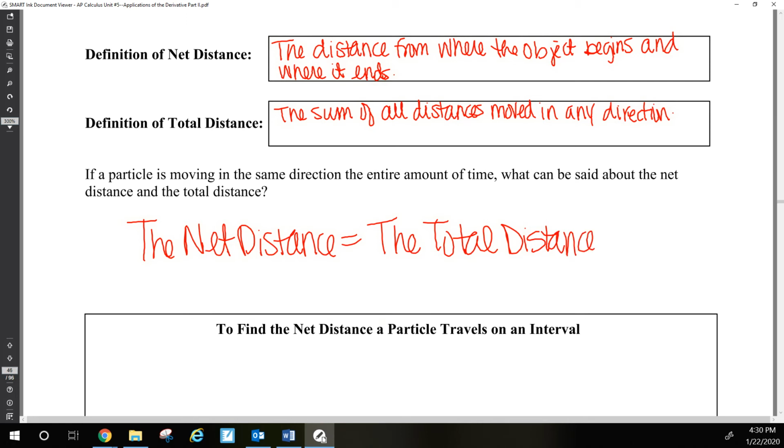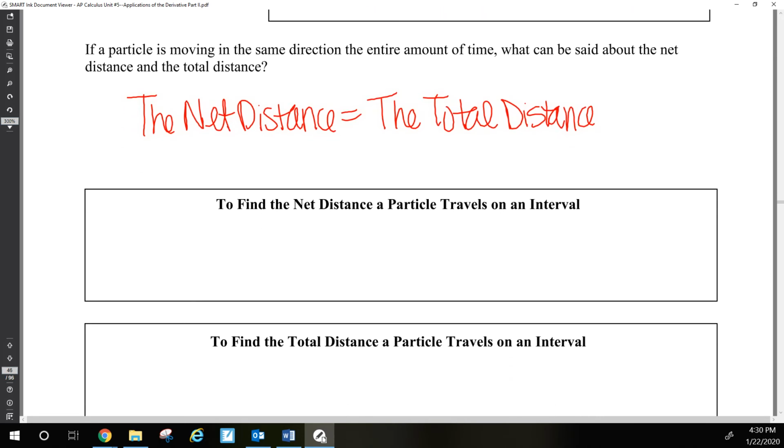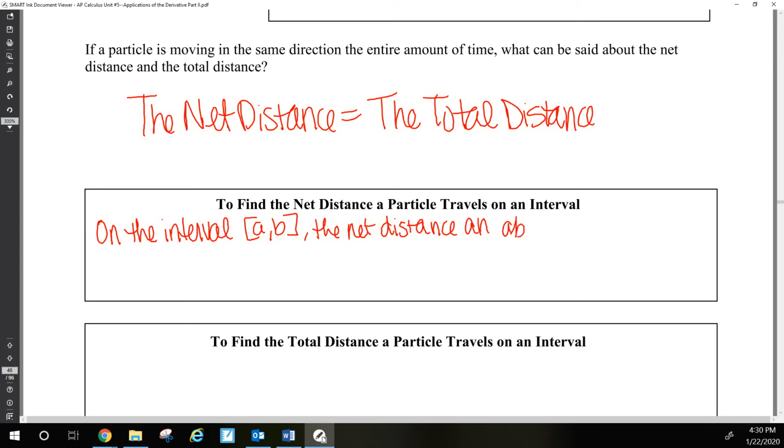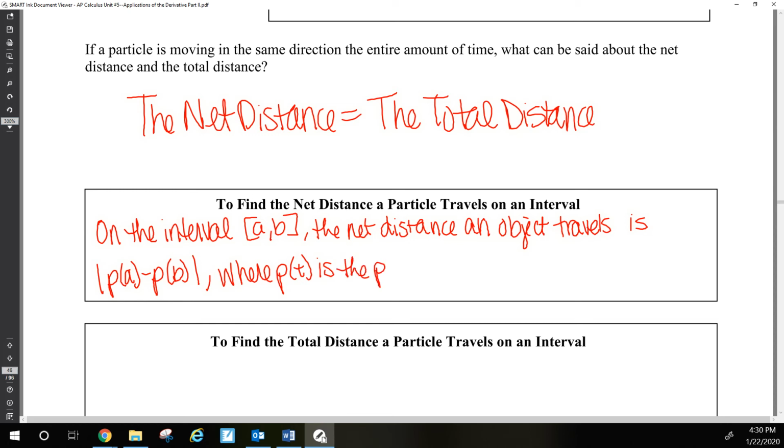All right, to find the net distance of a particle that travels on an interval, so on the closed interval AB, the net distance an object travels is the absolute value of P of A minus P of B, where P of t is the position function. Sorry about my writing here. What does that mean? That's a lot of words.